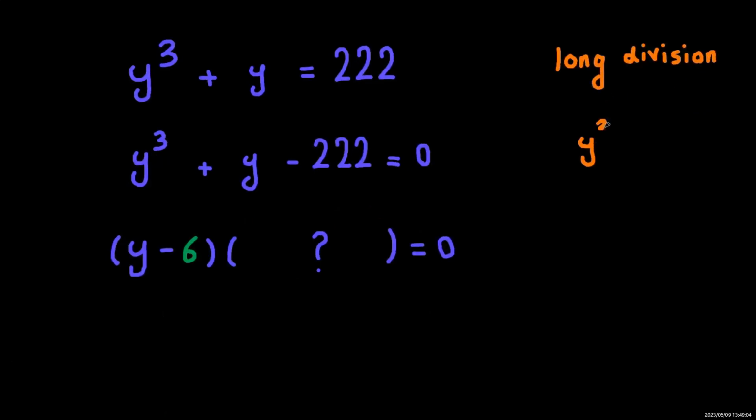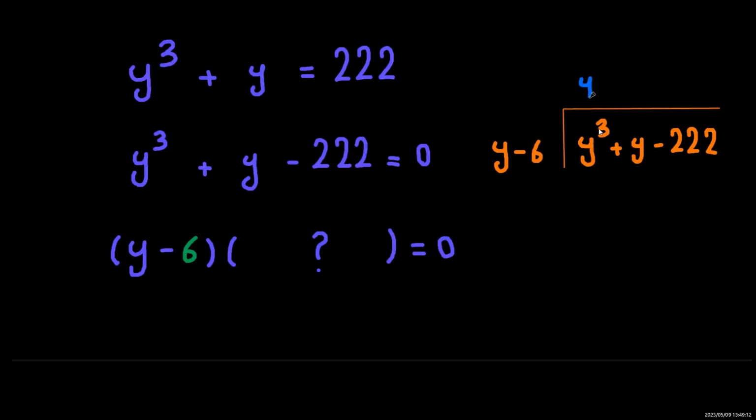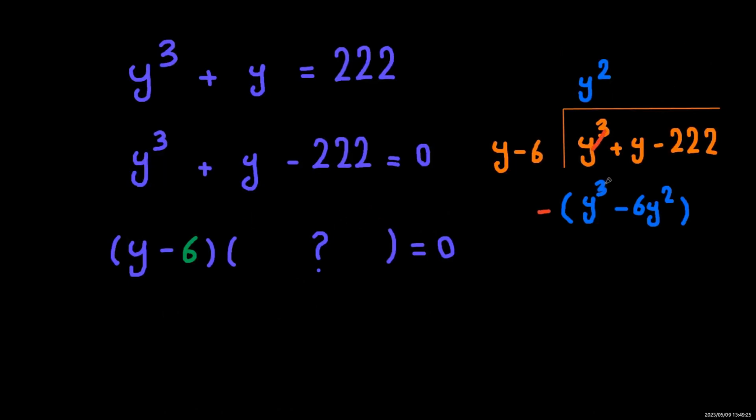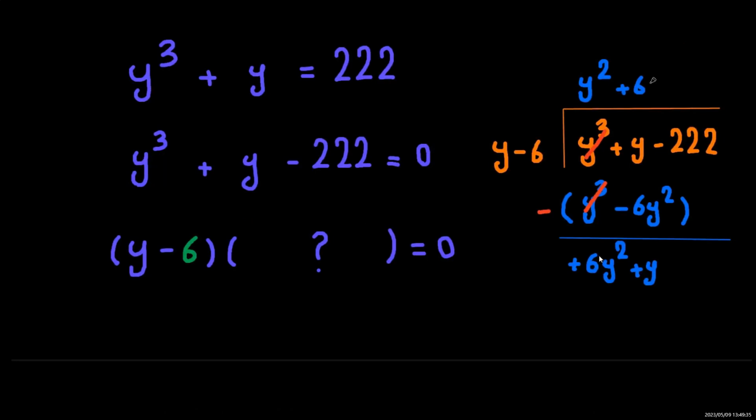So we need to divide the main equation by y minus 6. So y cubed divided by y is y squared. So let's multiply everything, and then we're going to subtract. Remember, negative becomes positive 6y squared. With the same reasoning, 6y squared divided by y becomes positive 6y.